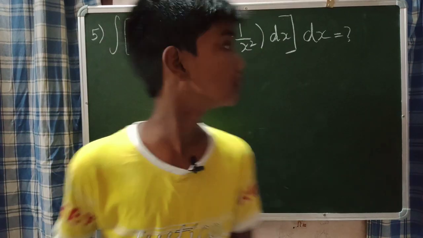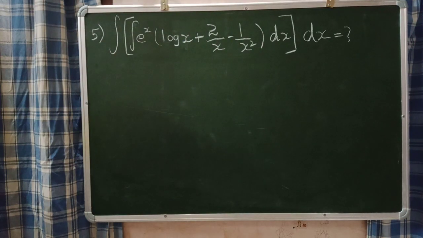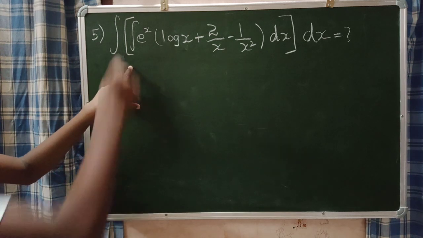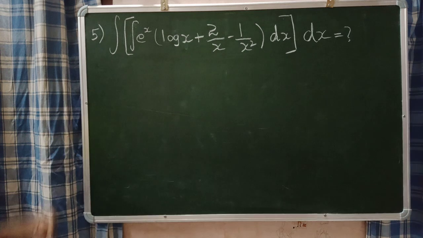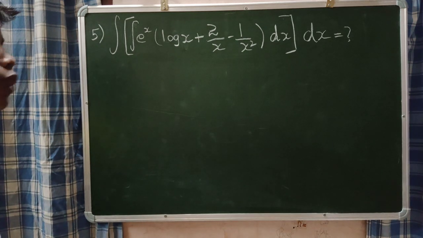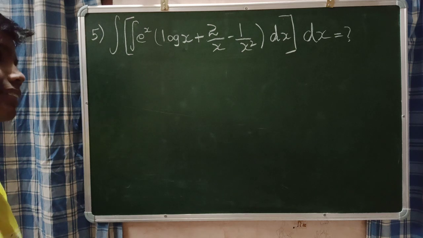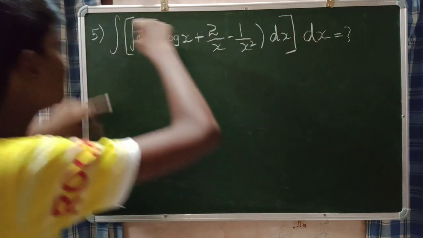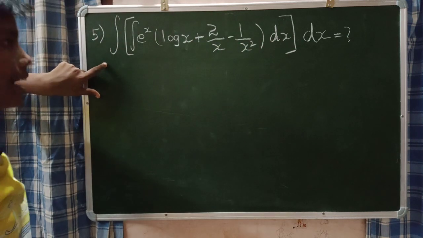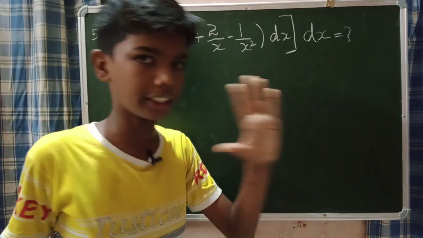Our next question is the integration of this small integration, guys: e to the power of x, then log x plus 2 by x minus 1 by x square, dx, and this dx is for the whole bigger integration. This is what is given in the question.